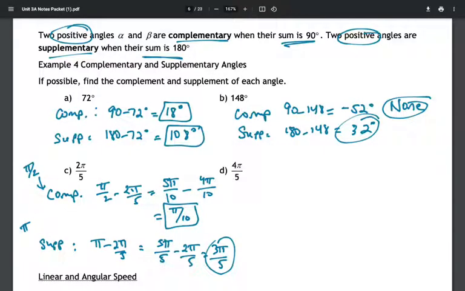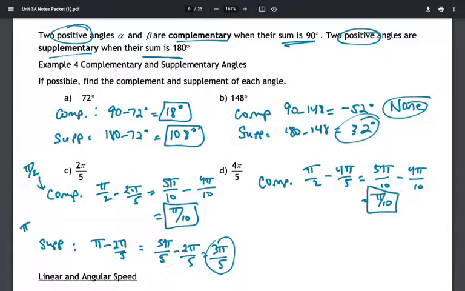All right, on this next one, to get my complementary, I'll do pi over 2 minus 4 pi over 5. So we need a common denominator. That would be 5 pi over 10 minus 4 pi over 10, which would be pi over 10. Okay, next for supplementary, we're going to do pi minus 4 pi over 5. So that's the same thing as 5 pi over 5 minus 4 pi over 5, which would be pi over 5. You know what? I think I messed something up.